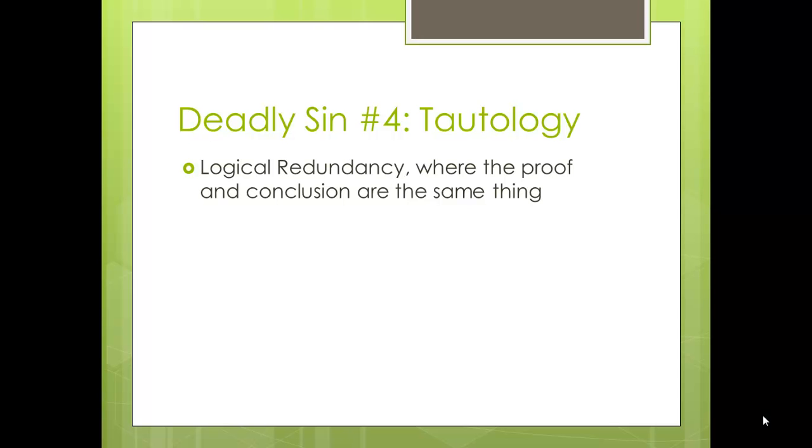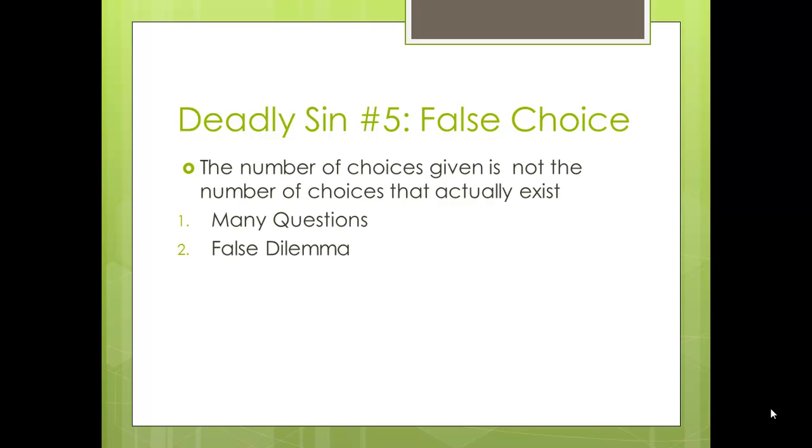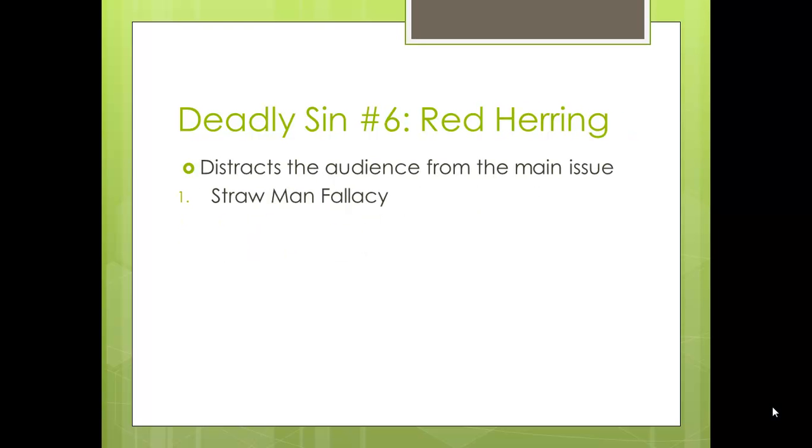The fourth deadly sin is called tautology. This is a logical redundancy where the proof and the conclusion are the same. An example of this would be Gertrude Stein's famous quote, "A rose is a rose is a rose." The fifth deadly sin is false choice. This is where the number of choices given is not exactly the number of choices that actually exists. This includes many questions and false dilemma.